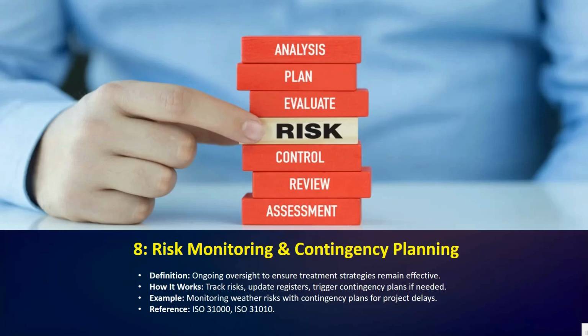And next we have number eight, risk monitoring and contingency planning. Our work does not end once our treatment plan is in place. Risk monitoring and contingency planning are the final essential steps that ensure your strategies remain effective and that you are prepared for unexpected events. Okay, so this is the heart of proactive, continuous risk management.